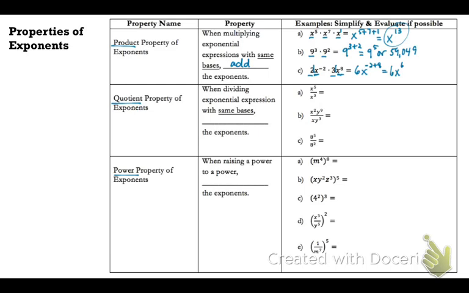Now our next property is a quotient property. So now when we're dividing, if you remember quotient means divide, exponential expressions with same bases, we're going to subtract the exponents.